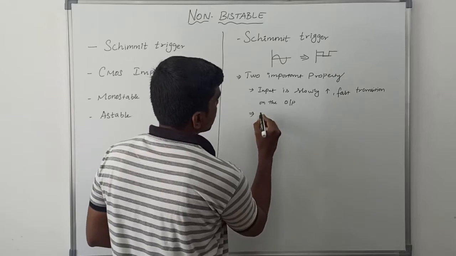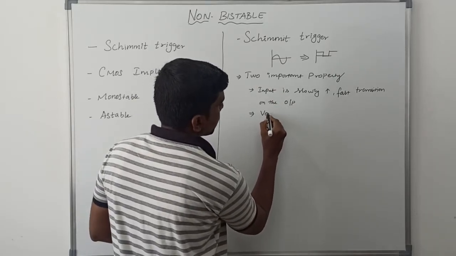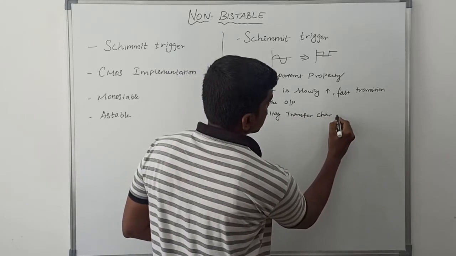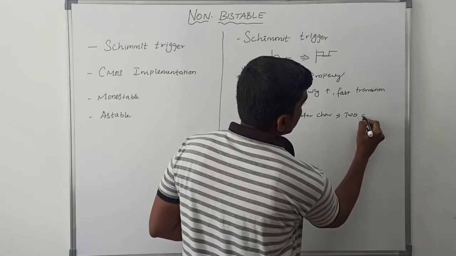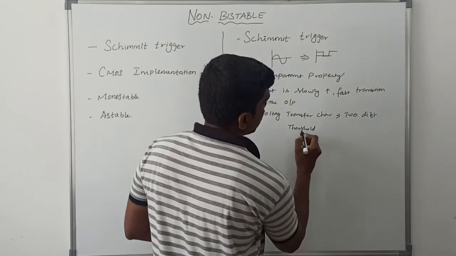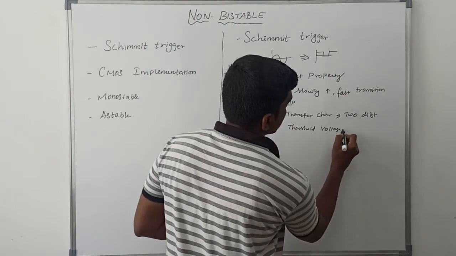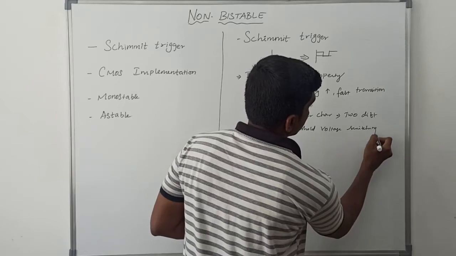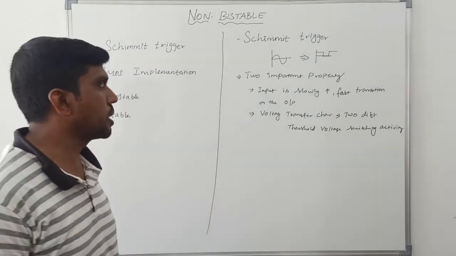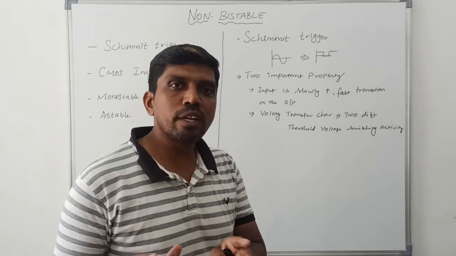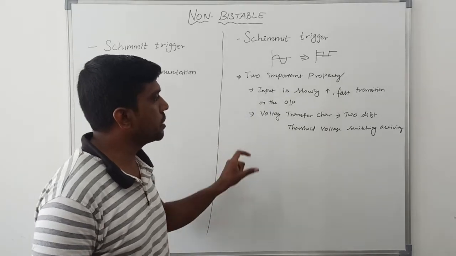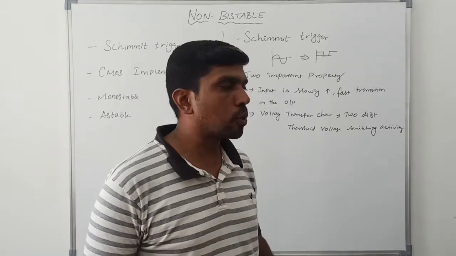And the second property: in this schematic, the voltage transfer characteristics have two different threshold voltage switching activities. So these are the two important properties of the Schmitt trigger. The first property is input slowly increasing and fast transition of output. And the second property, in the voltage transfer characteristics, two different threshold voltages are available.